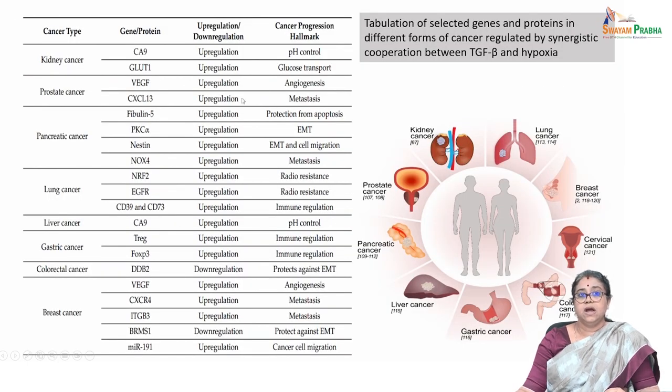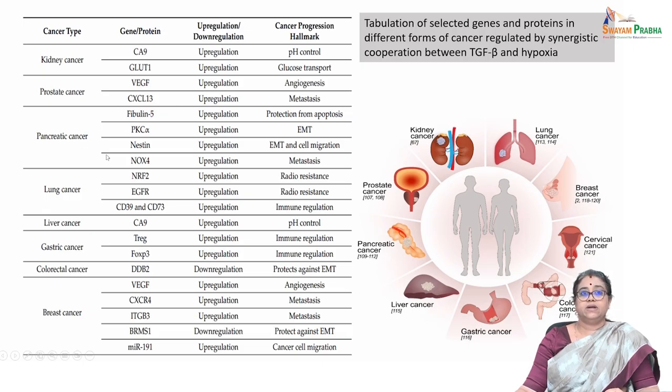So, if you see, TGF-beta is such an important player in several cancers, and these are all the genes and proteins which are increased in response to TGF-beta. Like in case of kidney cancer, you have an overexpression of CA9, GLUT1 and VEGF. And all these are important: CA9 is carbonic anhydrase 9 for pH control, GLUT1 is important for glucose transport, and VEGF is important for angiogenesis.